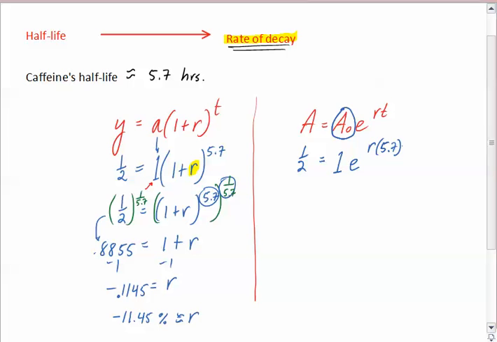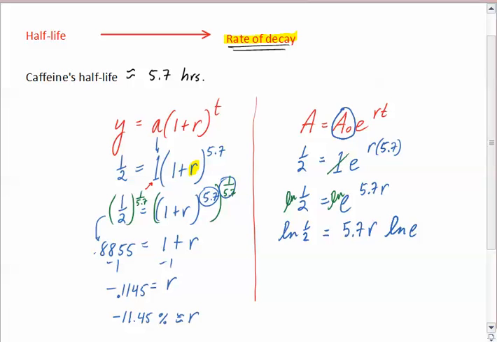Now, I'm going to divide by 1. Remember, this is cleaning off the front. If I divide by 1, then that goes away, though we didn't really need to do that. Okay, 5.7r. Now, remember, I'm going to take the log of both sides. It has to be the natural log. That's going to allow me to bring the 5.7r around to the front, and I'll have natural log of e.